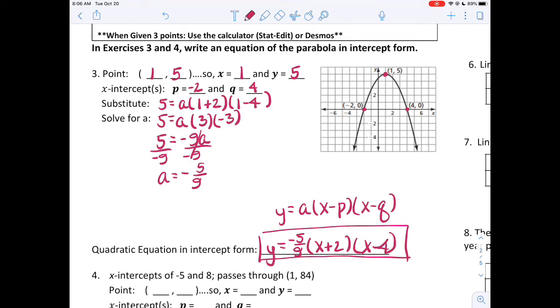Just like before, in the next problem, we're given the intercepts and a point that it passes through. I'd like for you to pause the video and try this one on your own. Come back to see how.